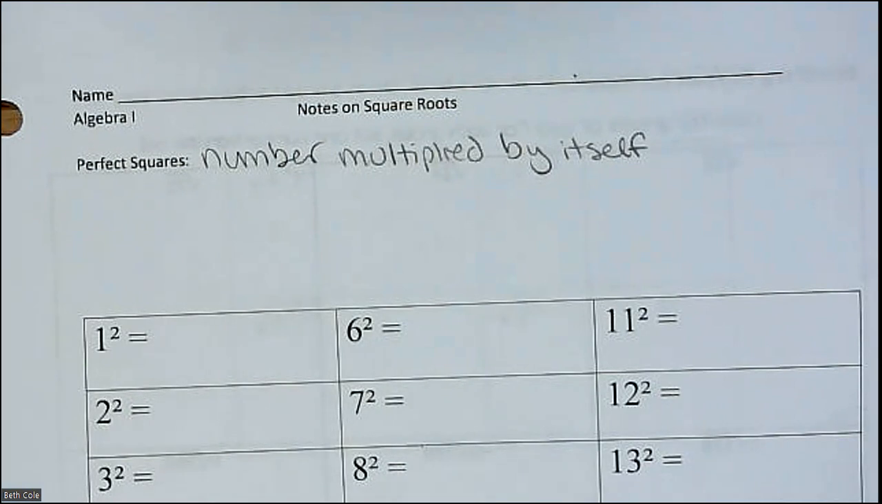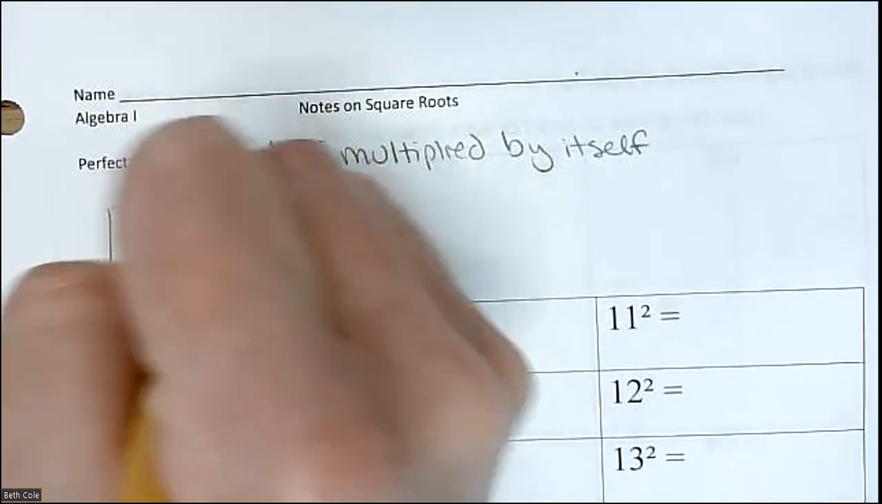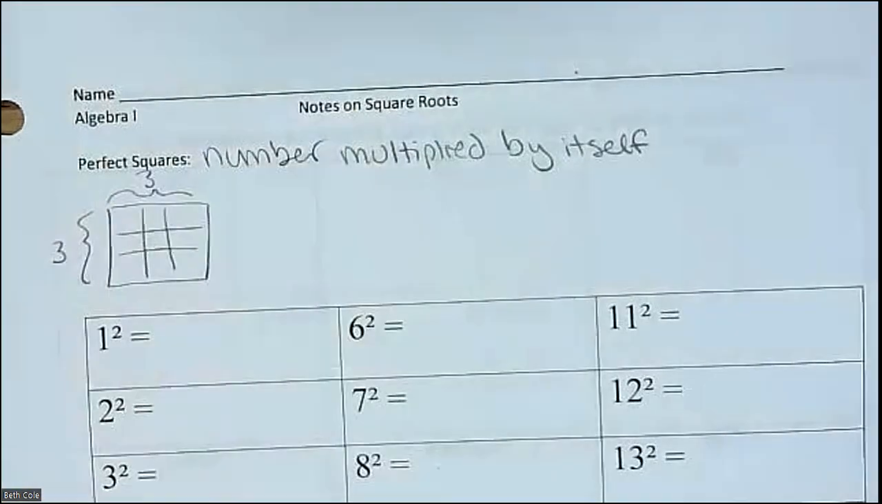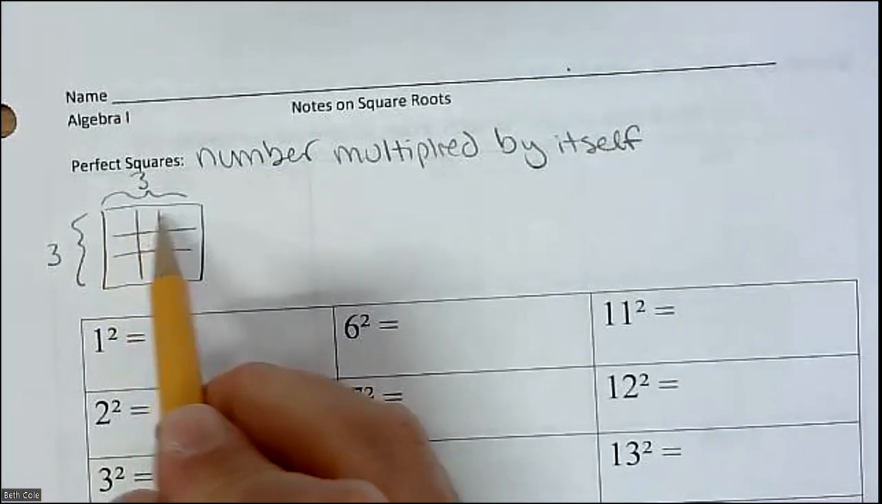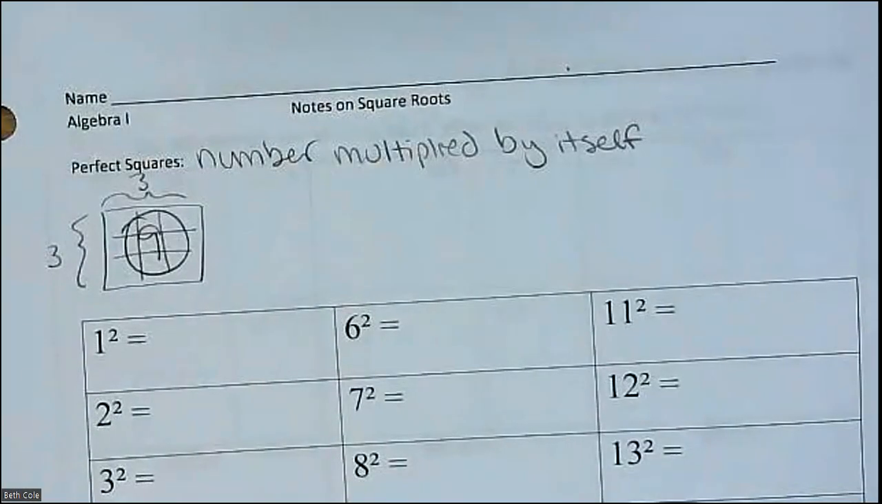I'm just going to draw one as an example. I'm going to do a 3 by 3, because it looks like a little tic-tac-toe board. If you draw this, do you see how this is 3 units by 3 units? And how many little boxes are there total? Do you see how there are 9? 1, 2, 3, 4, 5, 6, 7, 8, 9. 9 is a perfect square.